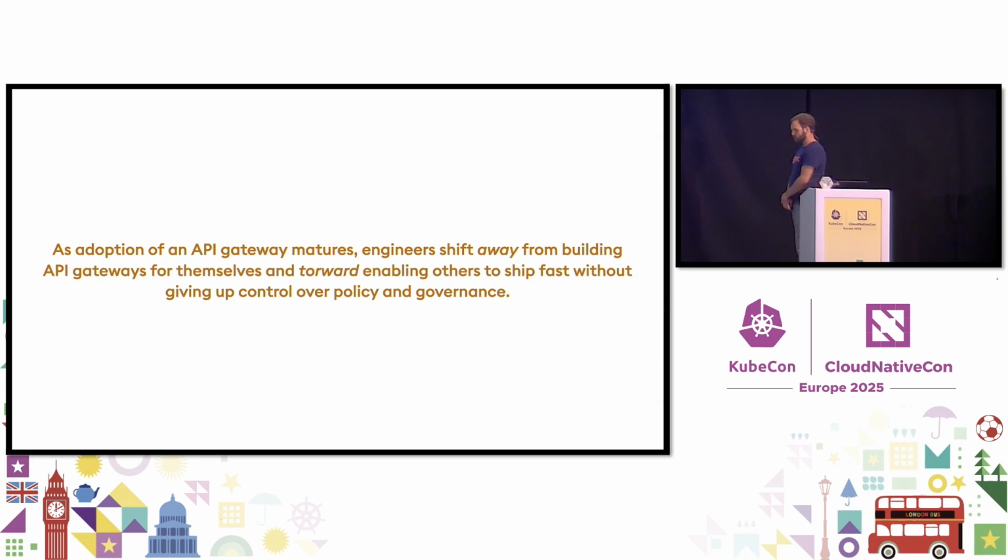In terms of how I've been defining maturity for the sake of building out this matrix, this model, is that as adoption of an API gateway matures, engineers are shifting away from building API gateways for themselves to solve their own problems, and they want to turn that toward enabling others without giving up that control that they need, because it is that front door and because it's so critical.